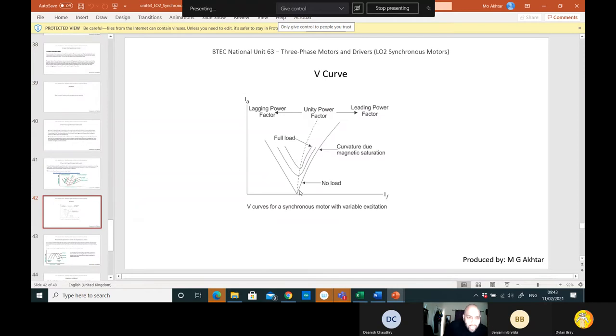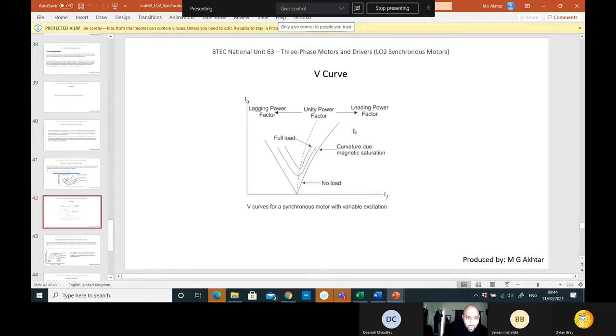Now, to get unity power factor, the excitation system has got to have a certain balance. If the armature current, which is the current of the stator, is around here, and the field current is a bit less, if you increase the field current, you decrease the armature current, and there's a point in the middle, at this point here, where you get something called unity power factor, and this is really what you want.